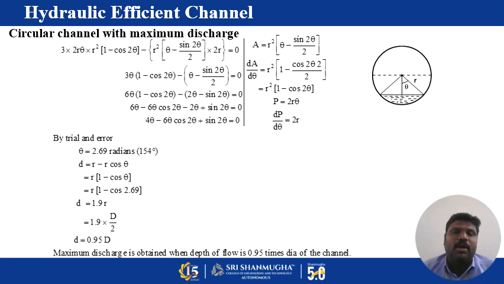Equating all these, we get theta equal to 2.69 radians. Substituting in the equation where the depth of flow is equal to radius minus r cos theta, that is r into (1 minus cos theta), with the value of 2.69 radians, we get d as 1.9 times r. Since radius is equal to diameter by 2, we get maximum discharge when the depth of flow is 0.95 times the diameter of the channel.